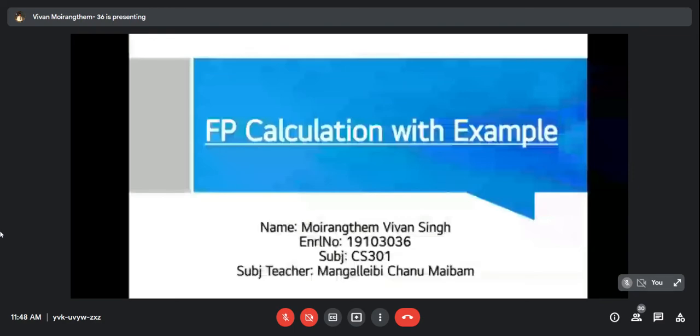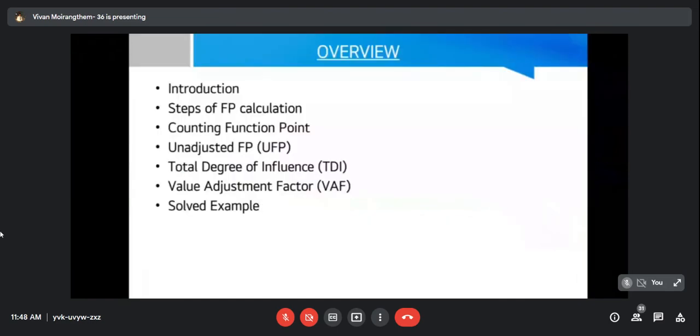First of all, today I'll be presenting on the topic of function point calculation, and I'll be providing a solved example for the same. Let us go over the points that we would be covering in this presentation. First, I'll give a brief introduction about function point, just so as to be familiar with what we are calculating for, what we are trying to solve. After which we'll go for the steps of calculation. We'll be seeing the various steps that we will need to follow in order to calculate our function point. After which we'll go part by part into the function point calculation.